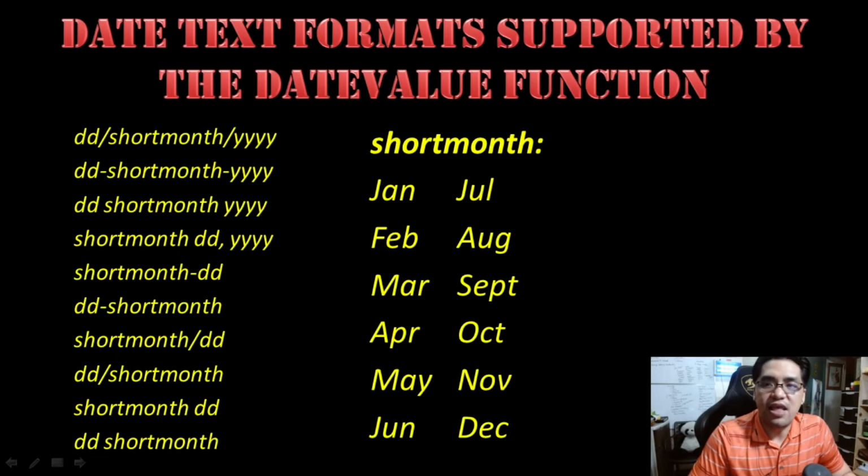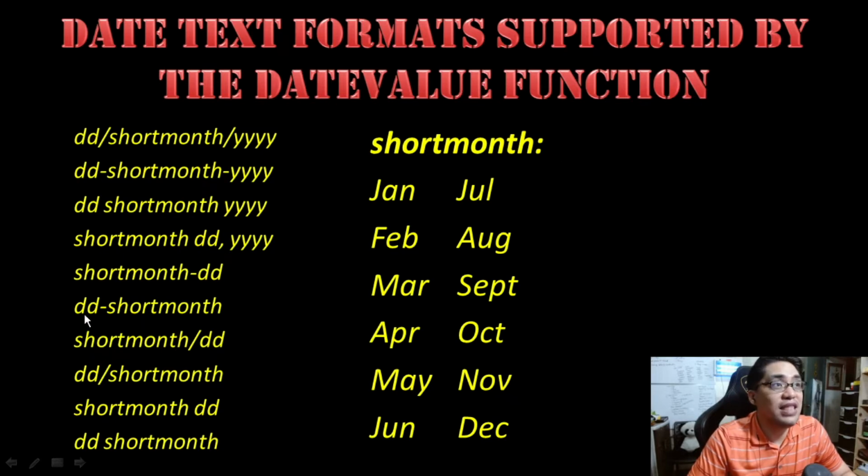Here are some other date text formats supported by the DATEVALUE function in Microsoft Excel. So once again, you may want to take a screenshot of this screen so that you may have a guide later on. So you have here the following. The day, slash, the short month, slash, the year. Or you can have not a slash but a dash. Or you can have a space like so. Or you can have here the short month, space, the day, and then a comma and then the year. Then you have a short month and the day without the year.